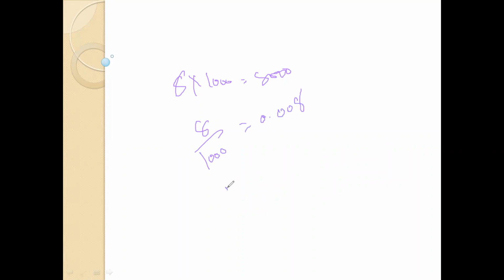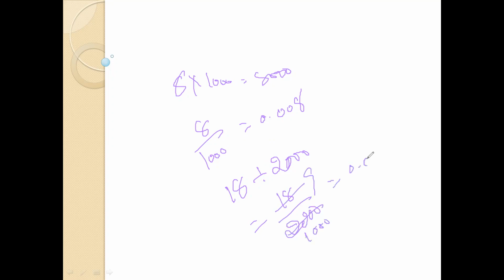18 divided by 2000. What is the value of this one? 18 divided by 2000. 2 9 ja, 2 1 ja, 0 0 0. So 0.009. So 5 and 7, the correct answers. Very good. So these are the basics of simplifications.